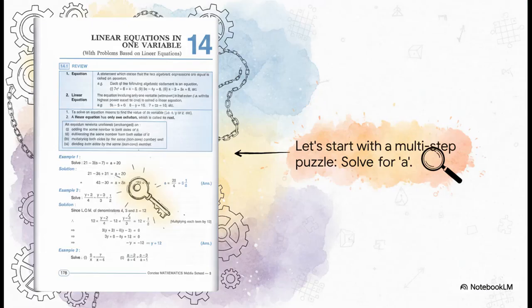Let's dive into our first example from the source material. Now don't get overwhelmed by all the text. Just look at that first line there. 21 minus 3 times a minus 7 equals a plus 20. It might look a little messy, but our mission is actually really simple.